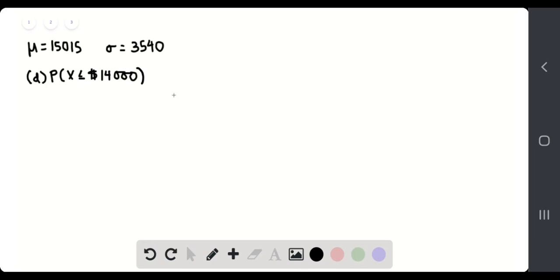I don't know why I chose to write in the dollar sign, even though I didn't write in the dollar sign for any of the other parts.